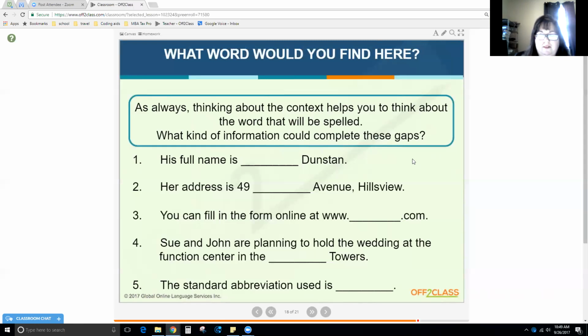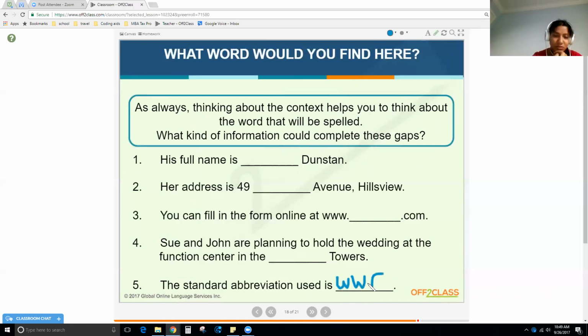WWF maybe, I don't know. Okay. So to use a formal abbreviation, it would be capitals just like a formal name. So that would be the World Wildlife Federation. Okay. It also used to be the World Wrestling Federation. I think World Wildlife sued them and they had to change their name. Okay.